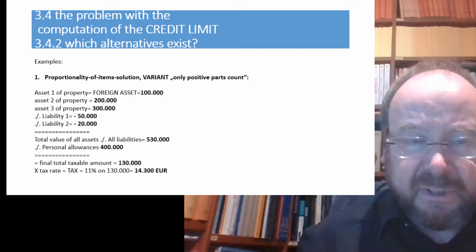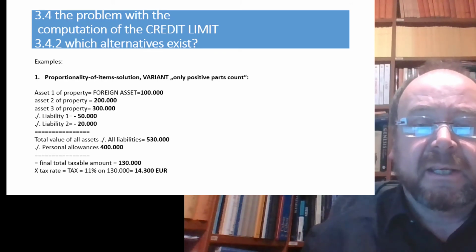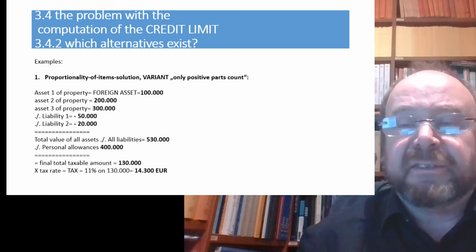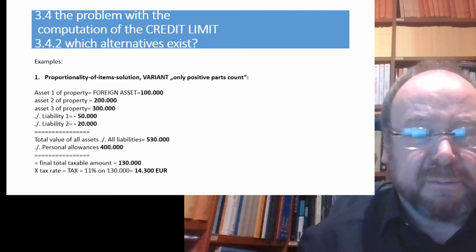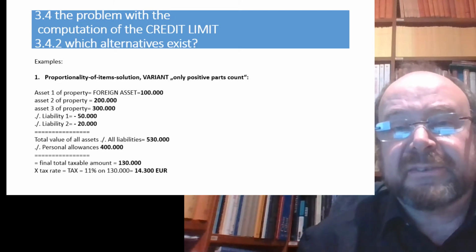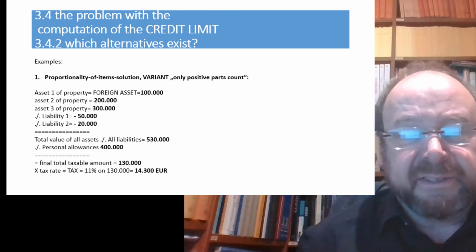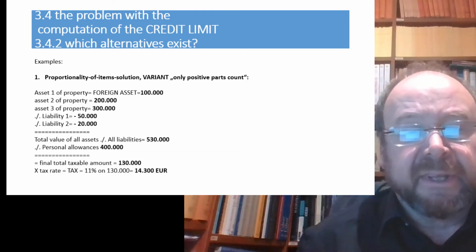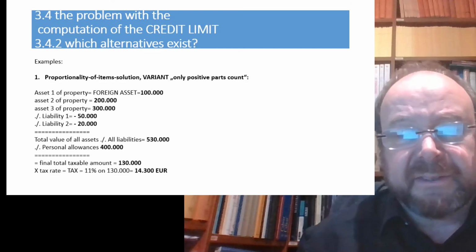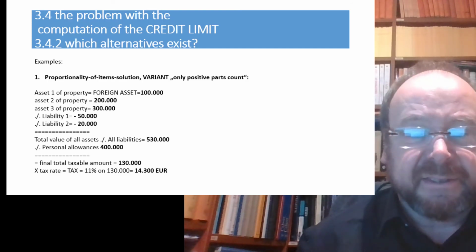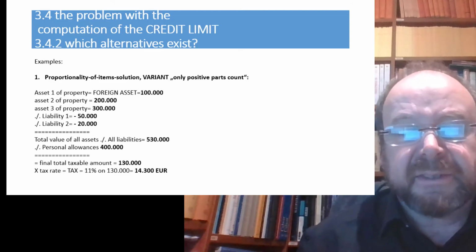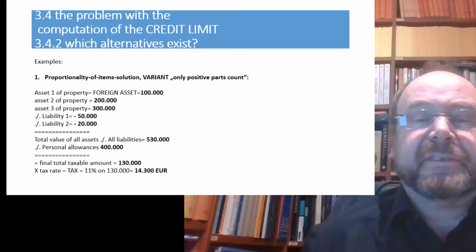Examples would run as follows. If I look only to the positive parts, asset number 1, 100,000, asset number 2, 200,000, asset number 3, 300,000, liabilities 70,000 together. So altogether 530,000. Personal allowance deducted 400,000, total taxable amount 130,000, tax 14,300.